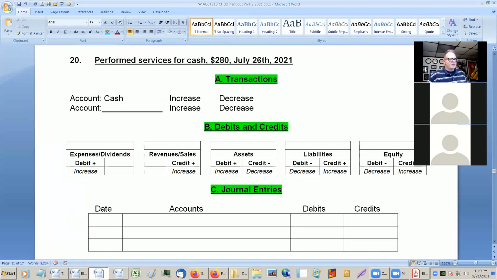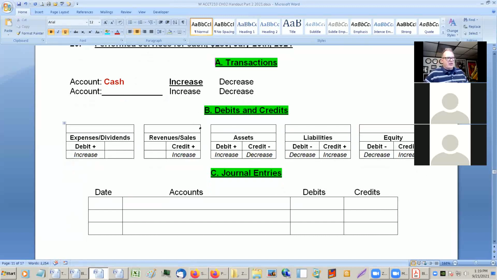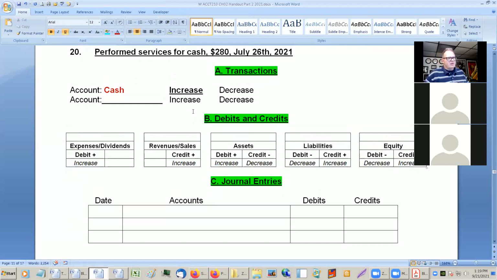Is cash going up or down? Up. So we did a job for somebody and they gave us cash, $2,800. Now the question is, what kind of account would be on the other side? Revenues. Yep. And revenues are just money coming in. We're just counting money coming in.